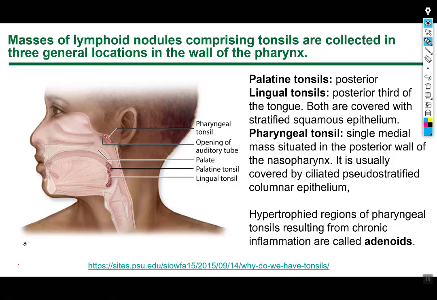So if you get chronic inflammation of the tonsils, which many people do, you end up with pharyngeal hypertrophy. So the tissue of the pharyngeal tonsil becomes large due to chronic inflammation and cytoarchitectural changes because of it. And the specific name for that pathology is called adenoids.